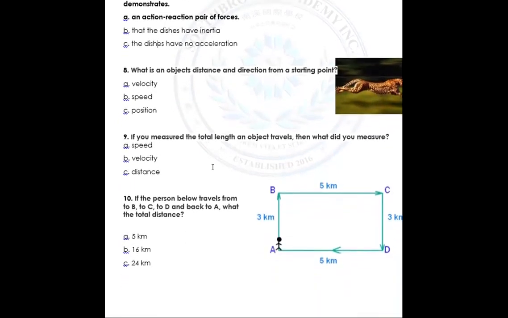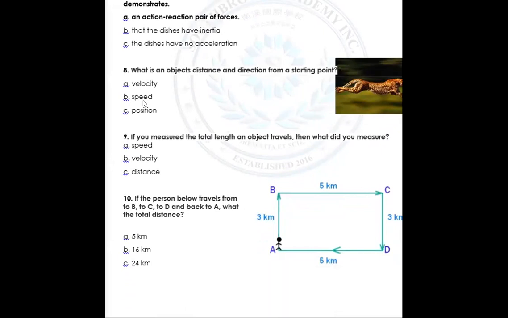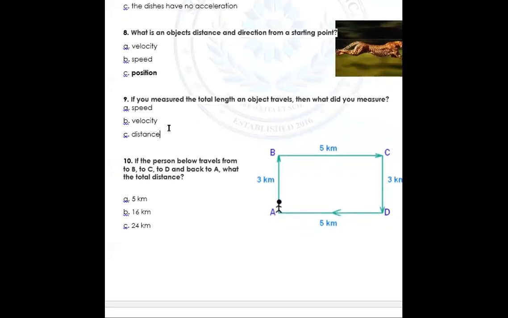Next, number 8. What is an object's distance and direction from a starting point? B, speed? No, position. It's position. That's the answer, because it's an object's distance and direction from a starting point.